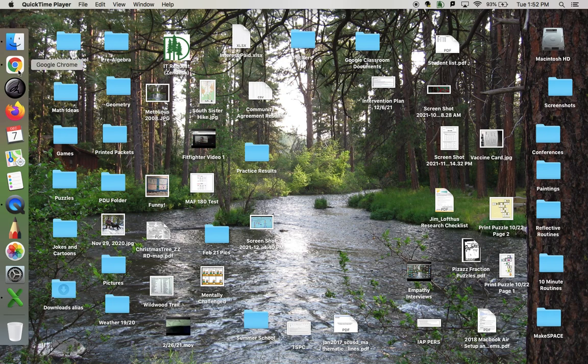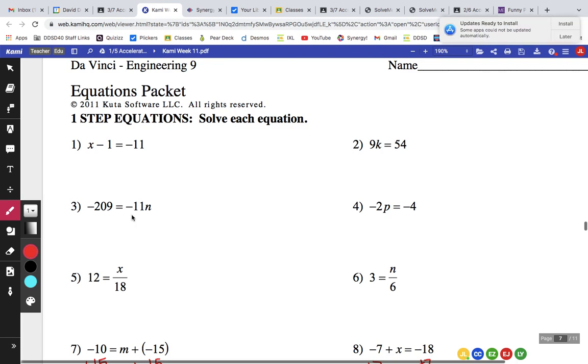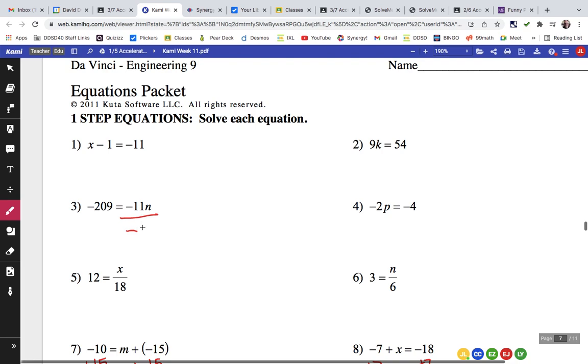What we did in class today was we added to our notes some of the more challenging two-step equations. So we'll do some of those and I'll show you some of the ones that we did. So for example, negative 209 equals negative 11 times n. We're going to divide by negative 11. And n is going to equal positive 19.